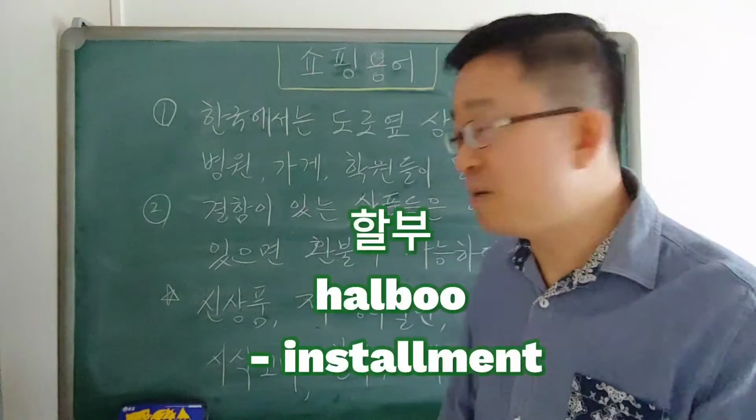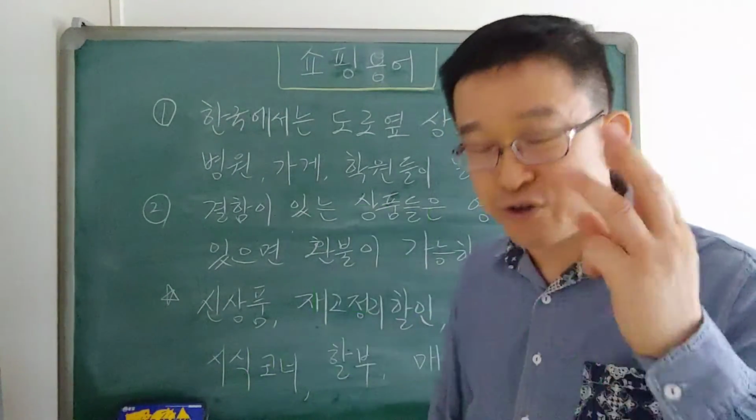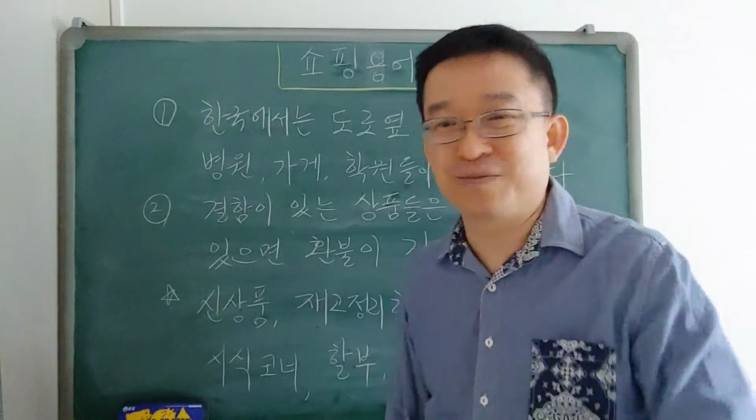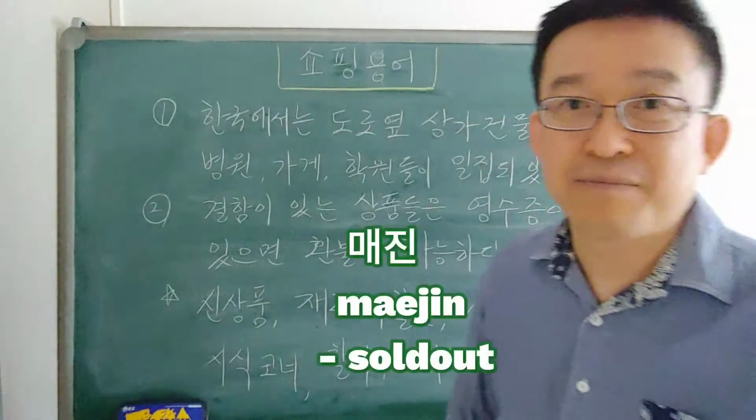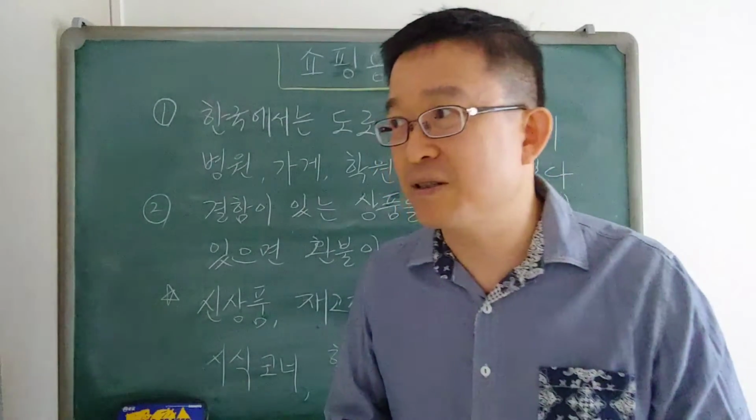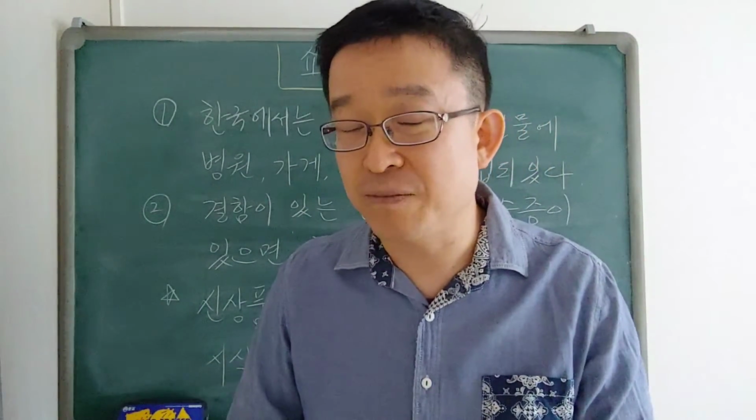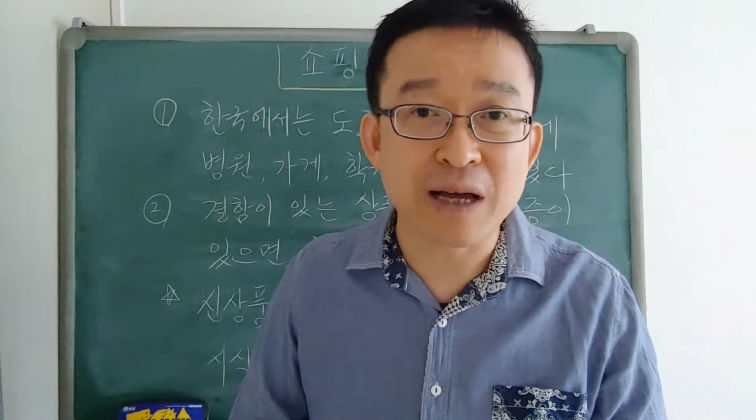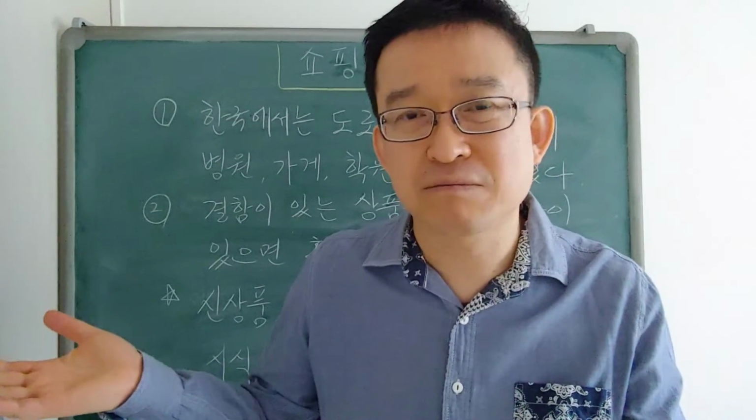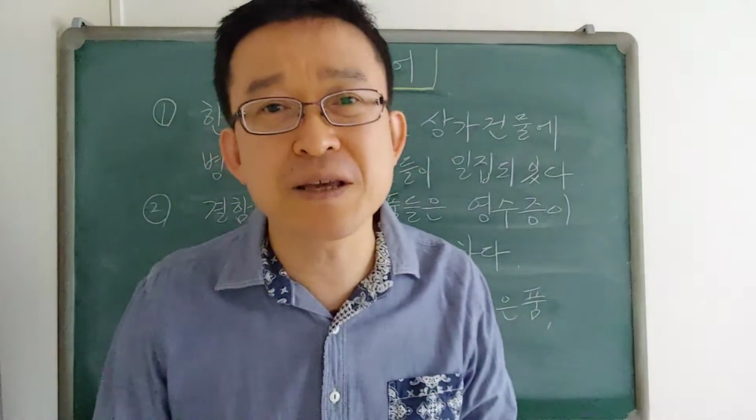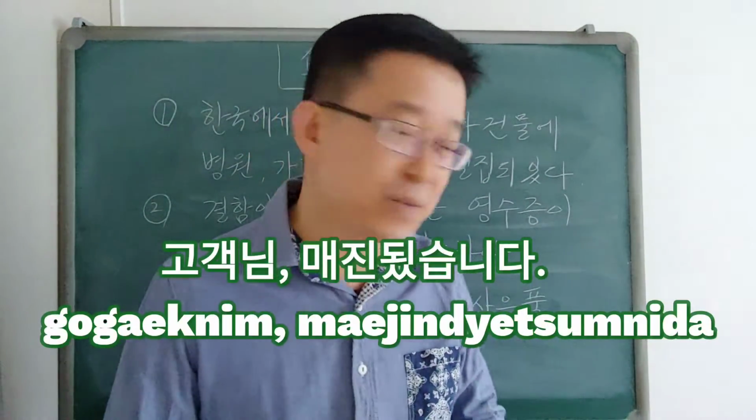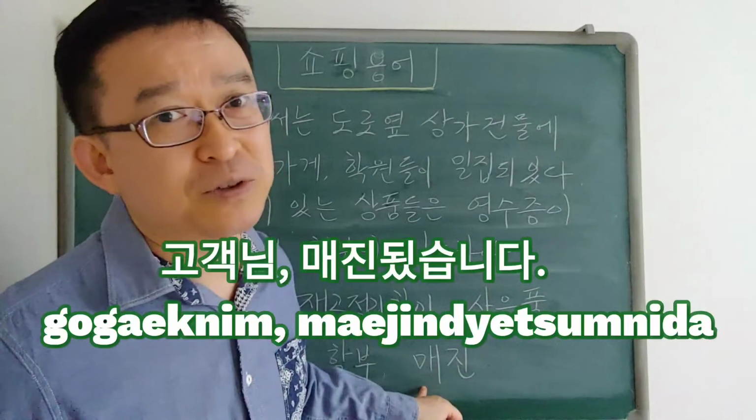할부 is installment. 3 months installment, 4 months installment, something like that. 매진 means sold out. If you go to the market and say, excuse me, I want to buy oyster, then the salesperson says, "I'm sorry, sir, it's been sold out." How do you say that in Korean? 고객님, 매진됐습니다. It means, "Sir, I'm sorry, but it's been sold out."